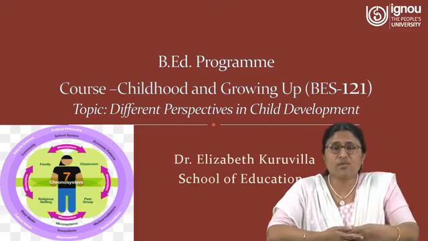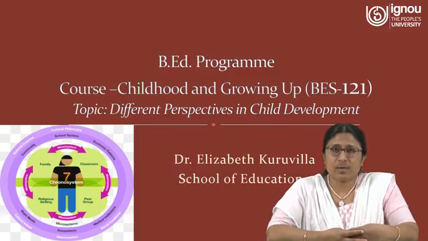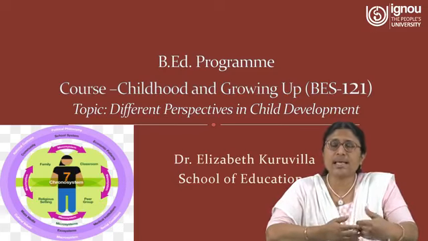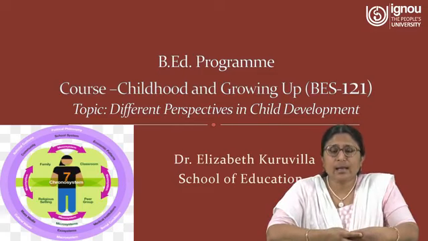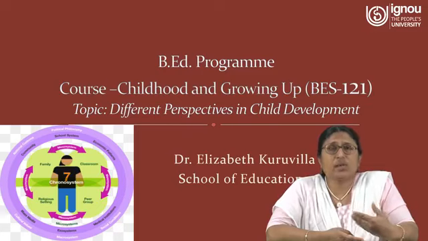Which are the layers? The first layer is the microsystem, the second layer is the mesosystem, the third layer is the exosystem, and the fourth layer is the macrosystem. Besides these 4 layers, we can see another dimension, that is the chronosystem. We are going to discuss each system in detail. Let me see the roles, the agents of this microsystem layer.